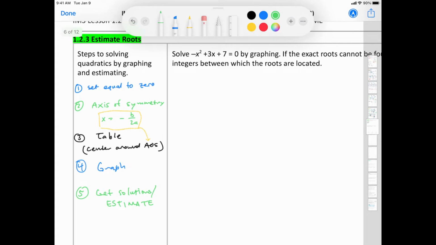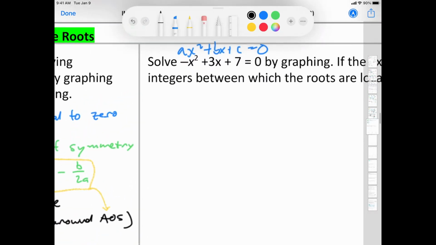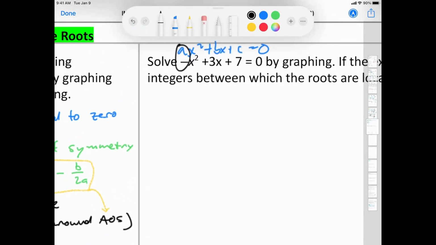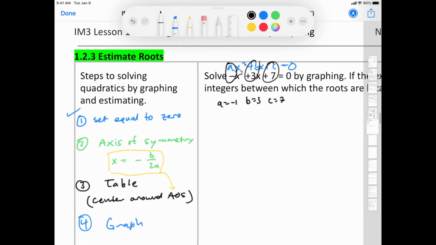Okay, let's take a look at this one. Let's get our A, B, and C. A, B, C, easy as 1, 2, 3. A is negative 1, B is 3, and C is 7. Okay, axis of symmetry. Let's use that formula there.